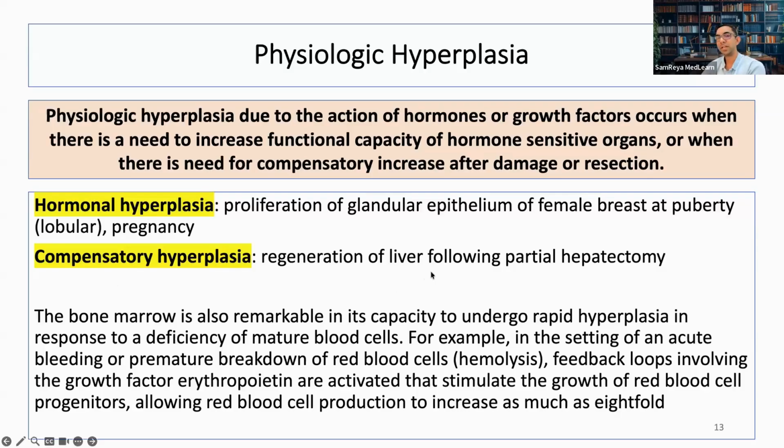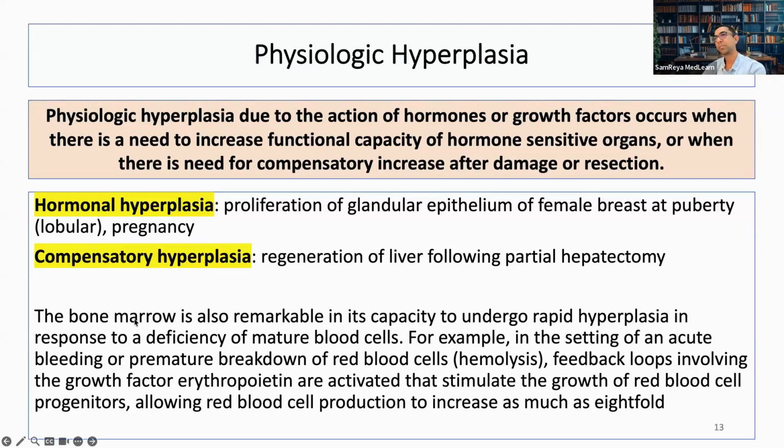For example, regeneration of liver happens following partial hepatectomy. Somebody has donated part of the liver, or part of the liver has been removed because of a disease process. The rest of the liver can regenerate. For hormonal hyperplasia, there are many examples; the best one, which I would want you to remember, is proliferation of glandular epithelium of the female breast at puberty, which leads to lobular hyperplasia. Pregnancy: all of these are physiological examples of hyperplasia. The pregnant uterus, I told you, shows both hypertrophy as well as hyperplasia.